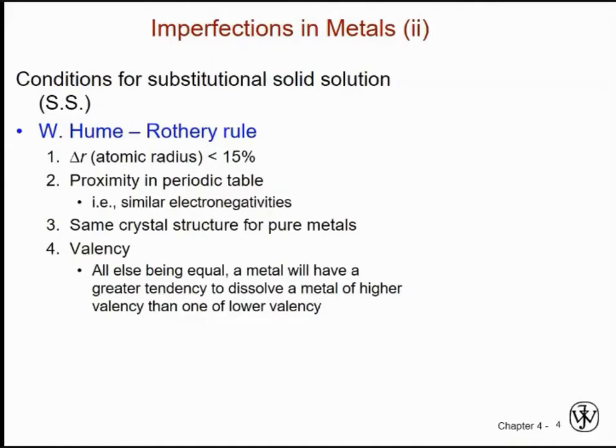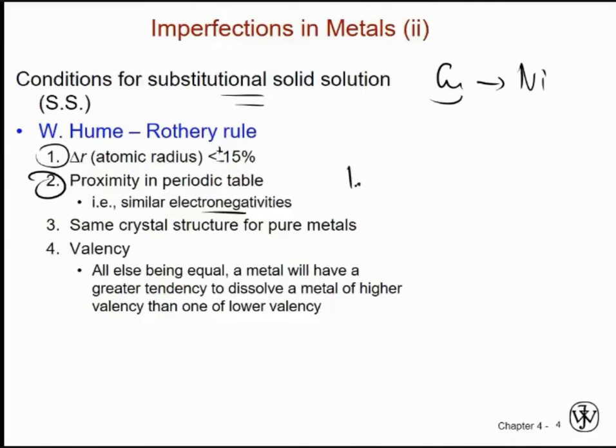In order for elements to create substitutional solid solution, we have some rules. For example, in order for copper to dissolve in nickel, copper should comply with 4 rules. The first, atomic radius difference between two elements should be less than positive or negative 15%. They should have similar electronegativities. In periodic table, when elements are close to each other, they have similar electronegativities. That means they will create solid solution.